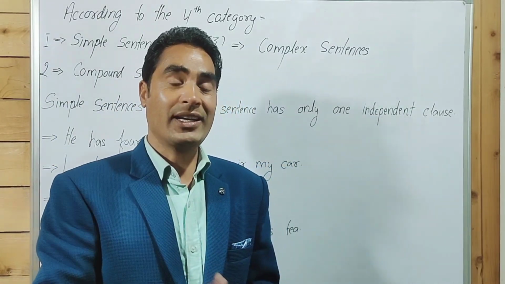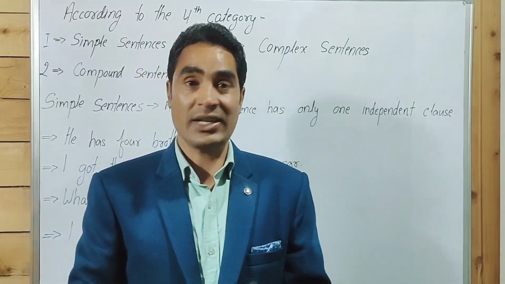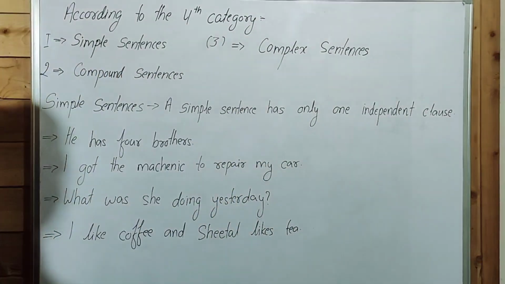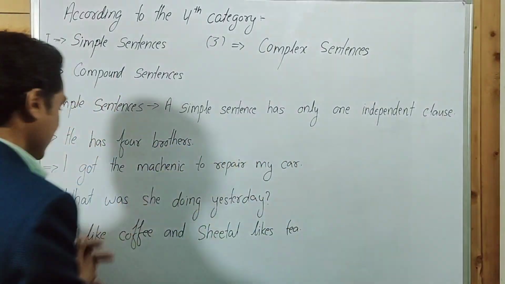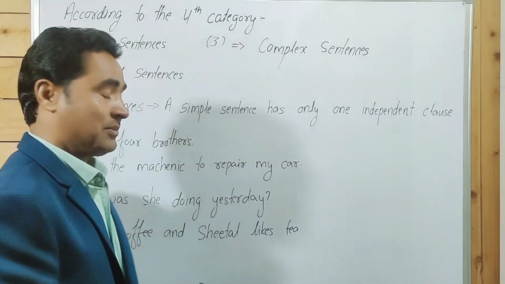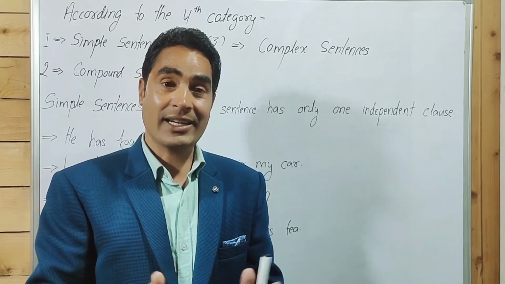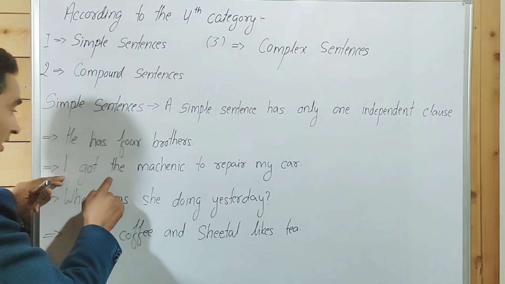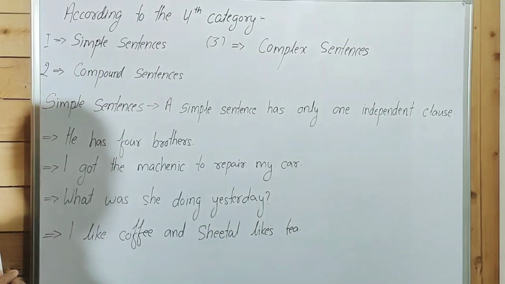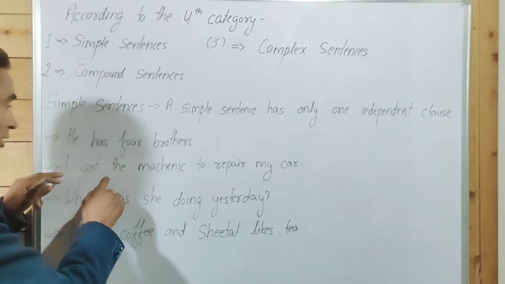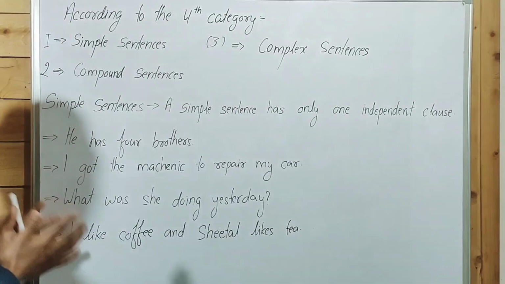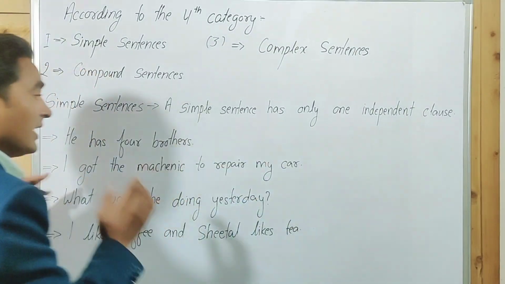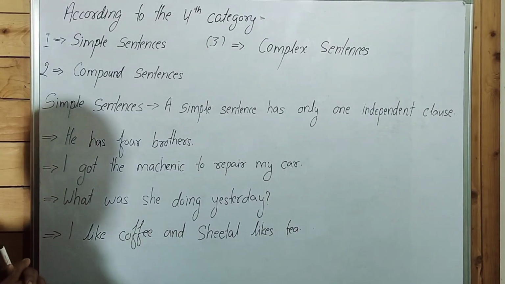The third category is different, the fourth category is different. I got a mechanic to repair my car. According to the first category, this is an assertive sentence, a declarative sentence. According to the second category, it's an affirmative sentence, a positive sentence. According to the third category, it's a causative verb sentence. According to the fourth category, it's a simple sentence.